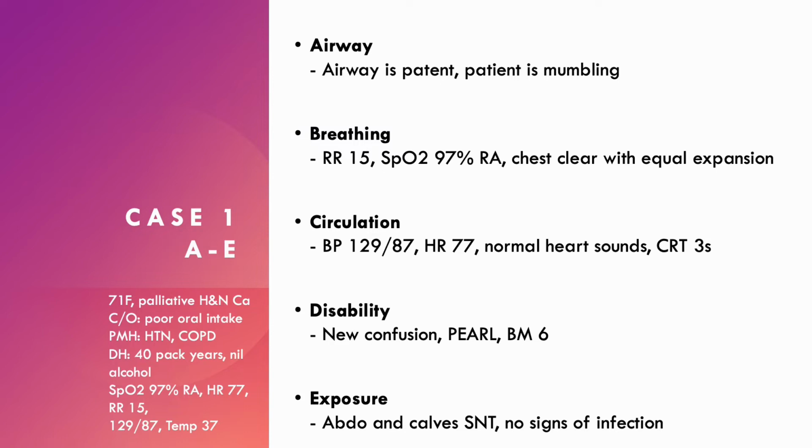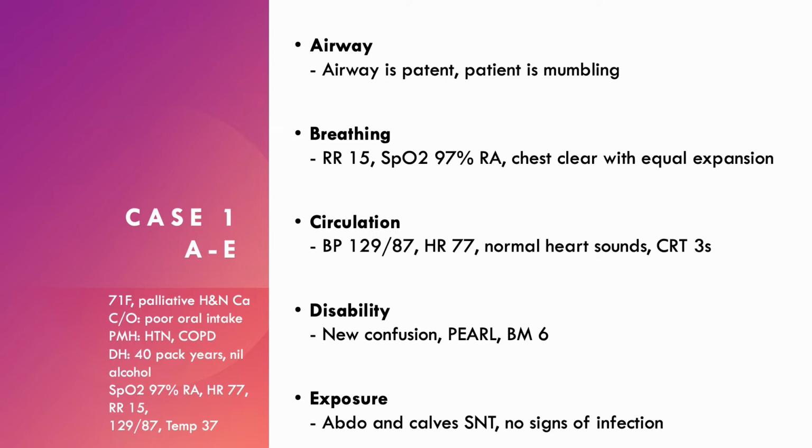Circulation, the patient's blood pressure is 129/87, her heart rate is 77, and she has normal heart sounds on auscultation. Again, no real issues with circulation. Disability, she does have new confusion. Her pupils are equal and reactive to light, and her blood sugar is normal, so that's reassured you about any possible blood sugar causes. Exposure, the patient's abdomen is non-tender and there's no signs of infection. So this assessment, for the most part, is pretty normal, other than the patient being confused.